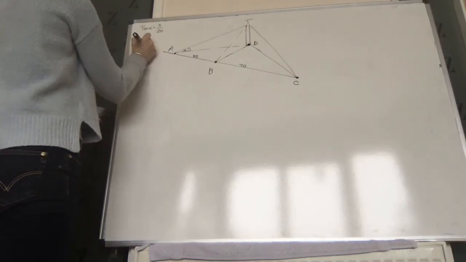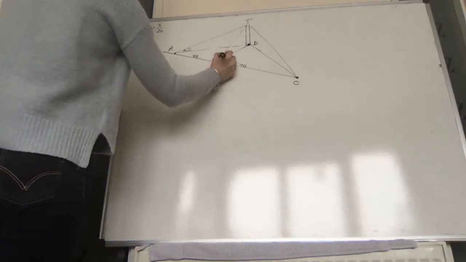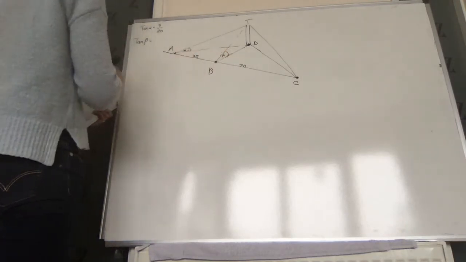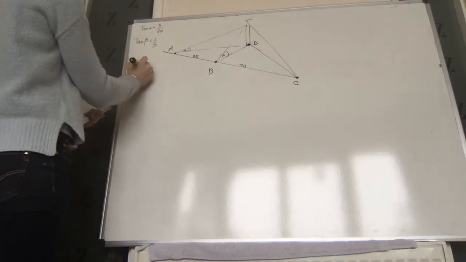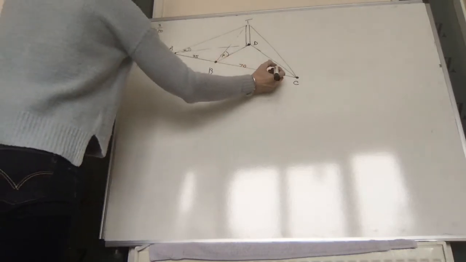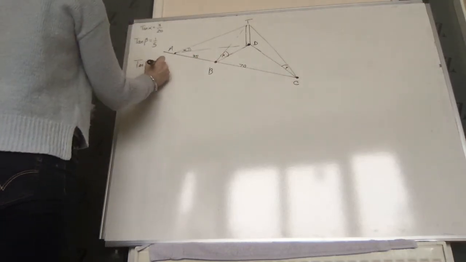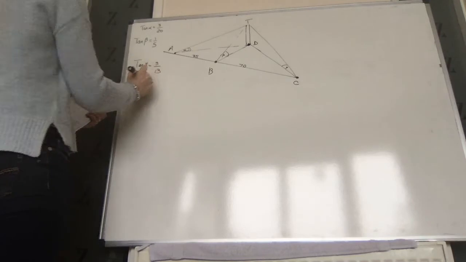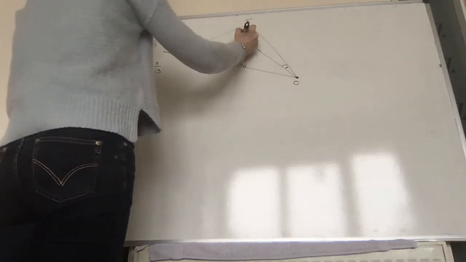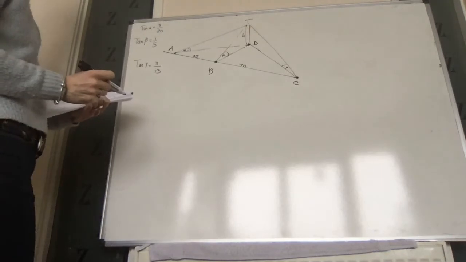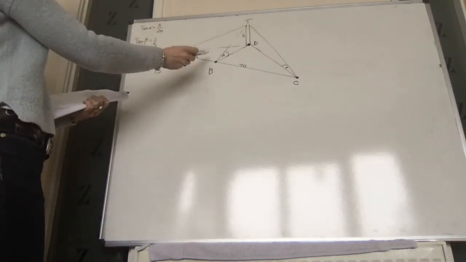Tan beta, that is TBD, so that's beta, is 1/5. And tan of gamma is 3/13. Okay, so what are we to do? Let h be the height of the pole and express all of those three angles.